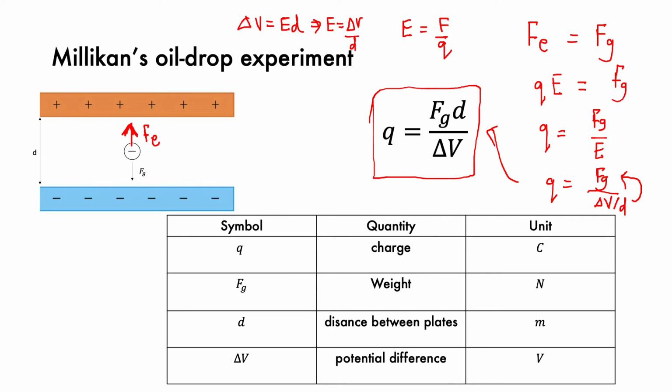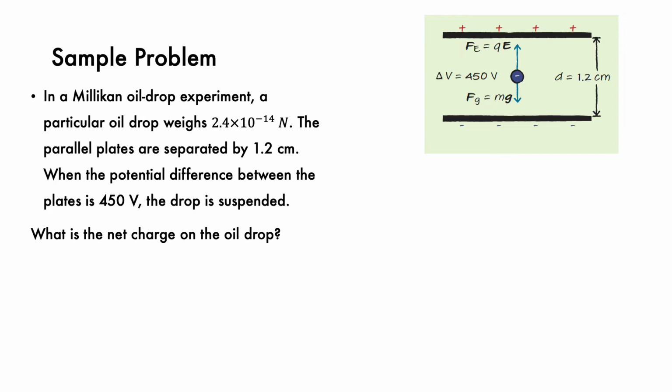In the formula itself, Q is the charge measured in coulombs, Fg is the weight, or the force of gravity of the earth on the oil, which is the weight of the oil, measured in newtons. d is the distance between the plates, and delta V is the potential difference between the plates. Let's see how to solve a problem based on it.